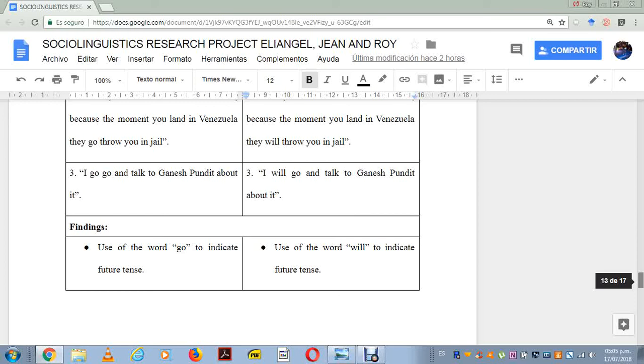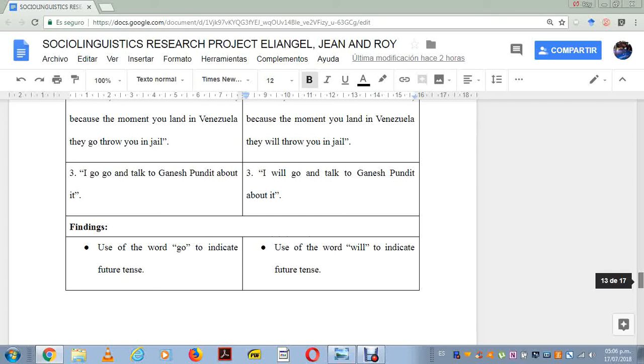As we can see here, we can see the use of the word will as an auxiliary in the sentence to indicate future tense. So that is the common way we use in standard English. But as they use a simplified way of the standard form, they don't use it. They use the verb without the will. That indicates the simple future. In this case, they don't use the auxiliary will, but the word go to indicate future tense.